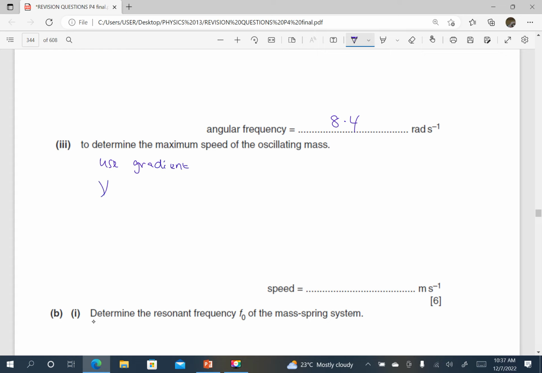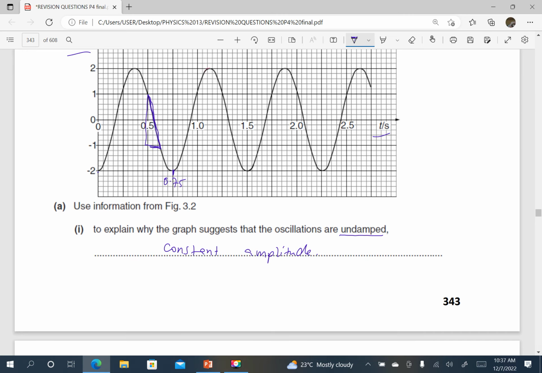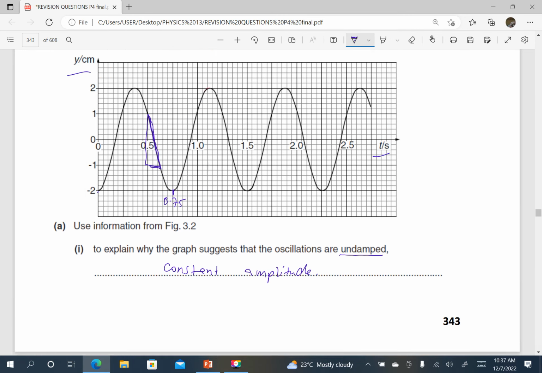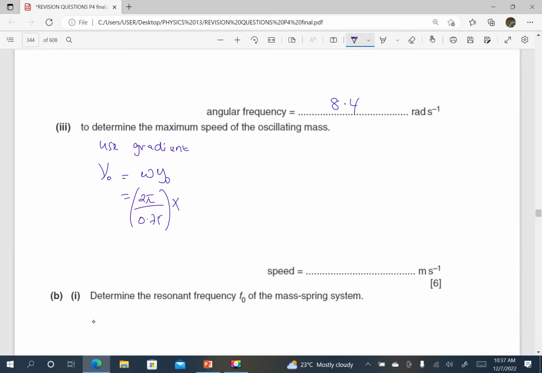But me, I know that maximum velocity Vmax is equal to omega times maximum displacement. Since I have omega in the previous part, this will be equal to omega, which is 2 pi divided by T, which is 0.75, then times maximum displacement from the graph. Maximum displacement is 2 centimeters? Yes, 2 centimeters. So this will be 2.0 times 10 power negative 2.